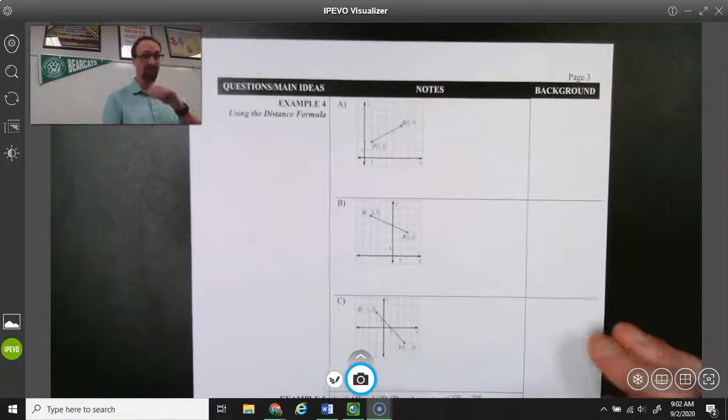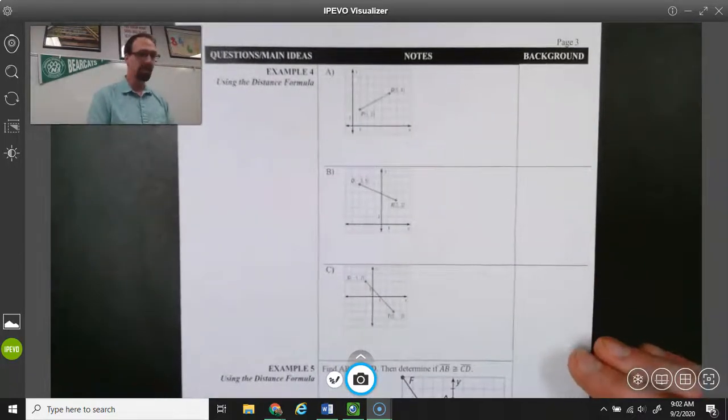I will get into example 4 using the distance formula, and I'm going to show you using it geometrically instead.